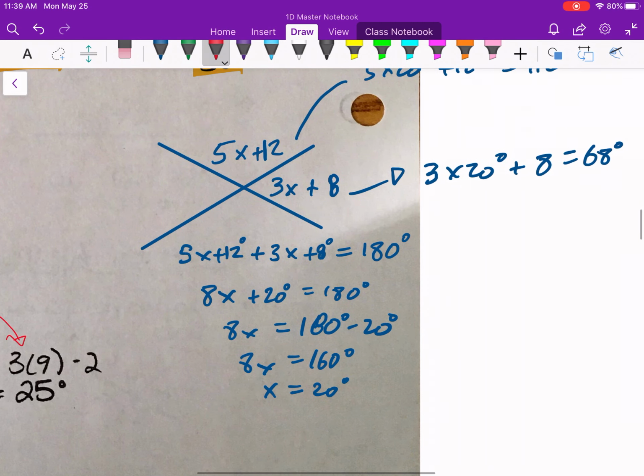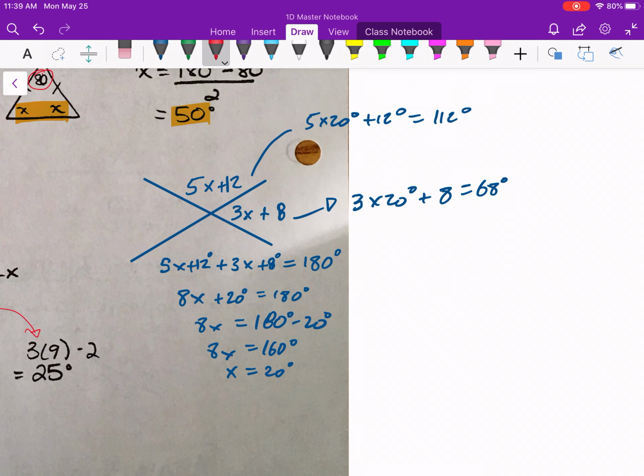Here's just another example I made up with the same idea, except this one wasn't using opposite angles, it was using supplementary angles. So I made up a question where I just said, let's ignore this part for now. I'll undo that in a second, actually. I'm going to hide this for a second.